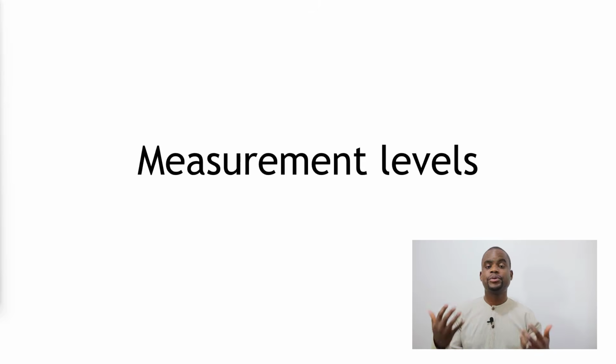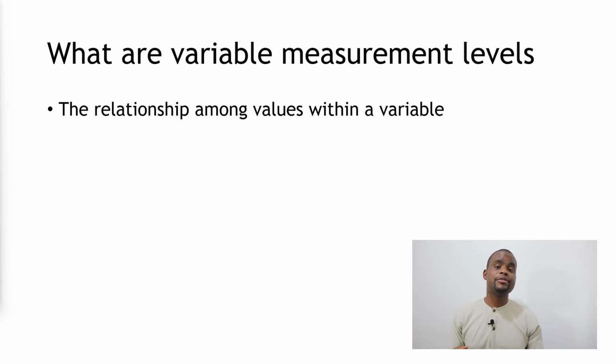One of the most important things that we need to understand in statistics before we can even start to analyze data is measurement levels. So what are measurement levels? Measurement levels are actually the relationship between the values within a variable. Remember, a variable is basically what's holding the information or the facts that we're trying to collect. So a variable can take multiple values or different possible responses. For example, if I ask, what's your sex? You could tell me whether you're male or female.